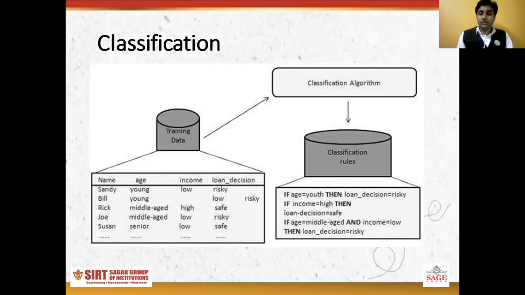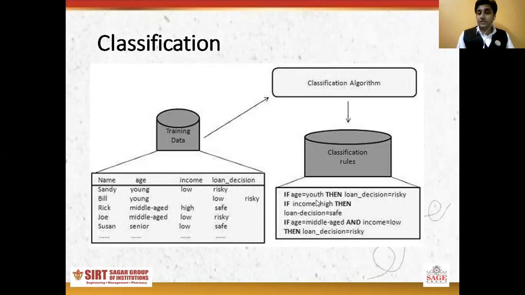Should the loan be released or not for a particular customer? To decide whether the loan should be released or sanctioned, we follow this kind of rule. So we are making some rules here to classify the data.